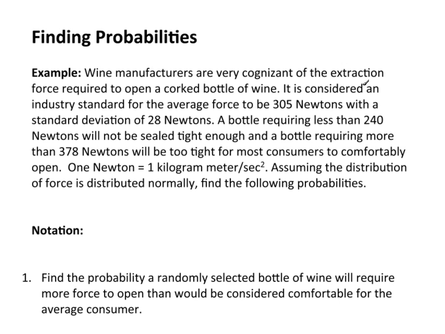So let's talk now about the idea of actually finding probabilities, and we're going to use TC stats to do this. So here's a quick example. Wine manufacturers are very cognizant of the extraction force required to open a corked bottle of wine. It's considered an industry standard for the average force to be 305 newtons, which is just a measurement of force, with a standard deviation of 28 newtons.